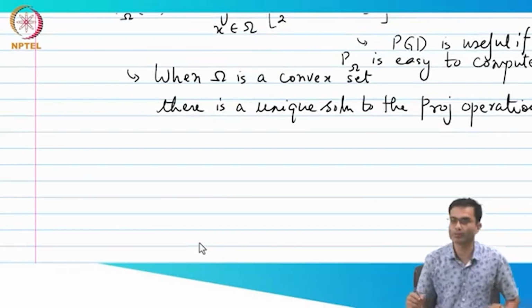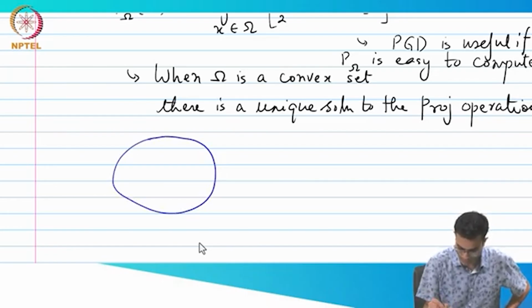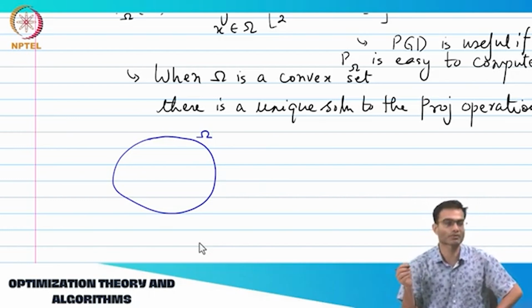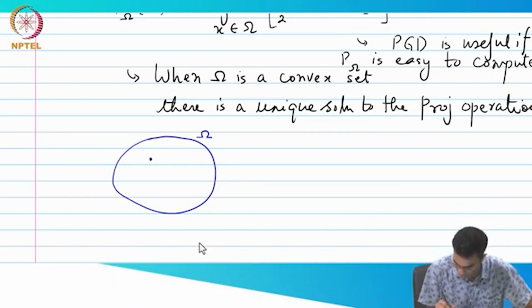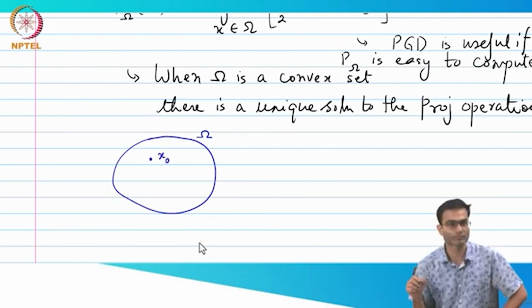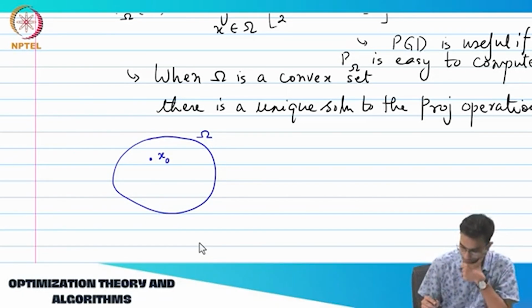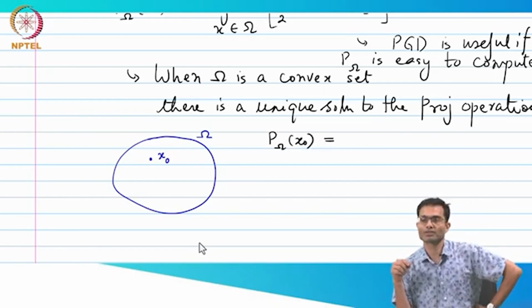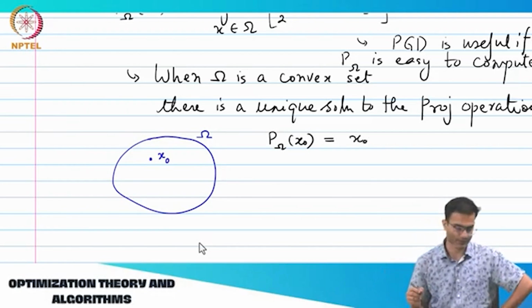So what does it look like graphically? Let's look at it graphically. Let us say this is my set omega. This is the constraint set. That means x should live in the interior or boundary of this. Let us say this is my point, let's call it x naught, over here. If my point x naught is over here, what is the nearest point to x naught within omega? x naught, right? So that is the trivial, very easy case for me to deal with.